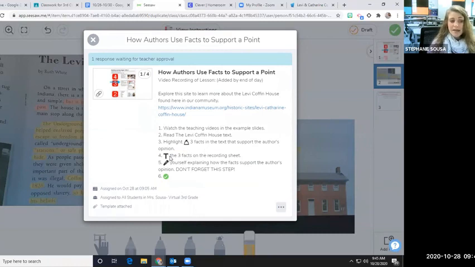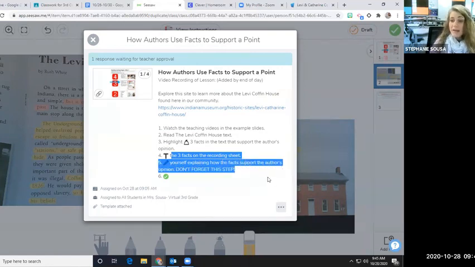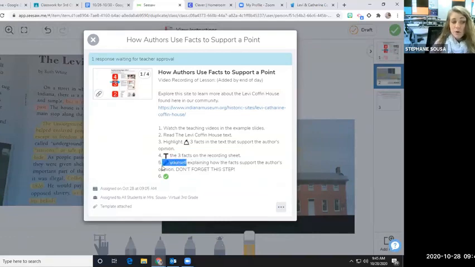Direction 4 says, use the label tool to record 3 facts on the recording sheet. Record yourself with the microphone explaining how the facts support the author's opinion. Don't forget this step. Yesterday, you were asked to record yourself, and a lot of you turned in work without doing that. So please don't forget this.